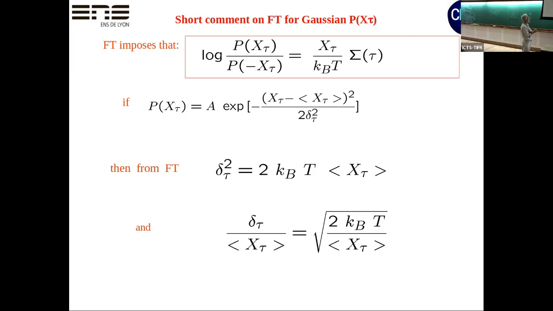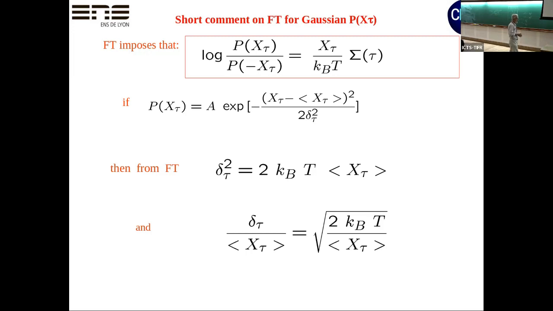I take this one. Now I assume that my distribution is Gaussian, and I also consider that tau is long enough so that sigma tau is order 1. And now you see that if I do this, this is the variance. It is an easy calculation to show that if I apply this theorem to the Gaussians, I get the relationship between the variance and the mean.